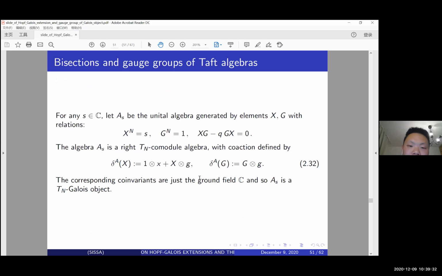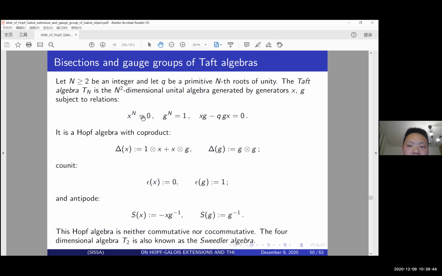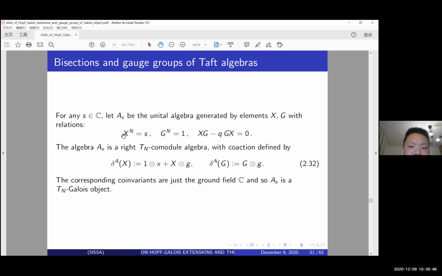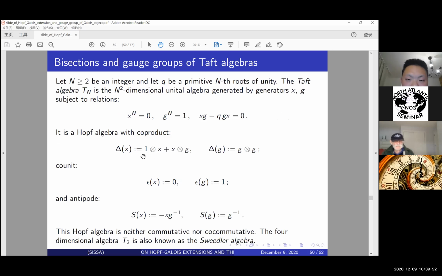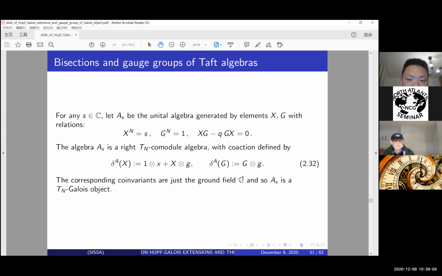And any Galois object of this Taft algebra is generated by capital X and G, where they have a commutation relation exactly similar to the one in the Taft algebra, but instead we have capital X to the n equal to s, and the coaction is also given similarly to the coproduct, but here we just need to replace the small x by capital X and small g by capital G.